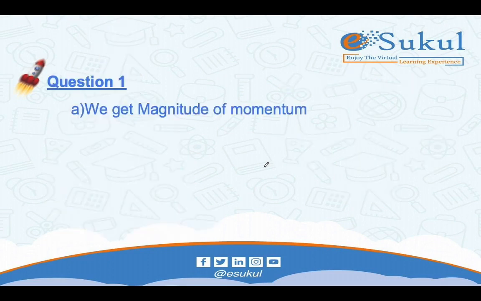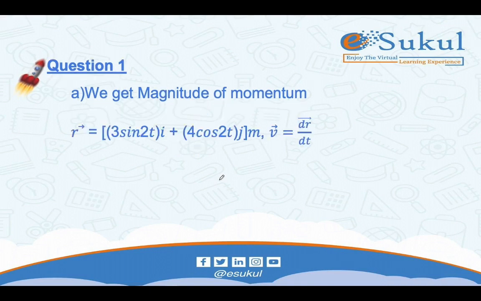In question 1, we are to get the magnitude of the momentum. We're given the position vector at time t, and we are given the mass, which is 3 kilograms. When t equals pi on 8, the first task is to get the magnitude of the momentum of the particle. In that case, we remind ourselves that the momentum is mv. So we derive the velocity component from dr/dt based on the position vector. As you can see, v now becomes dr/dt.